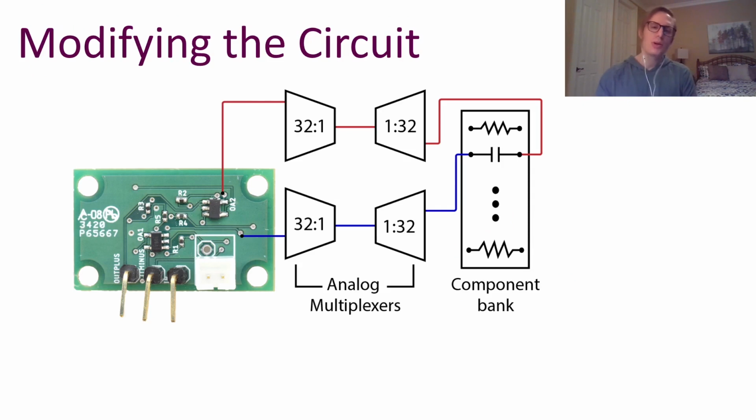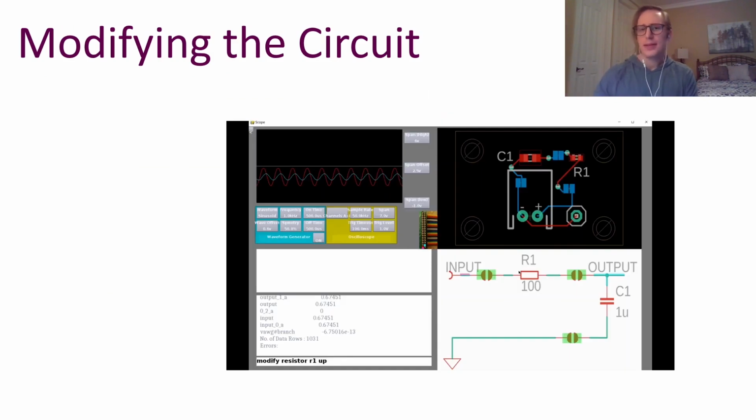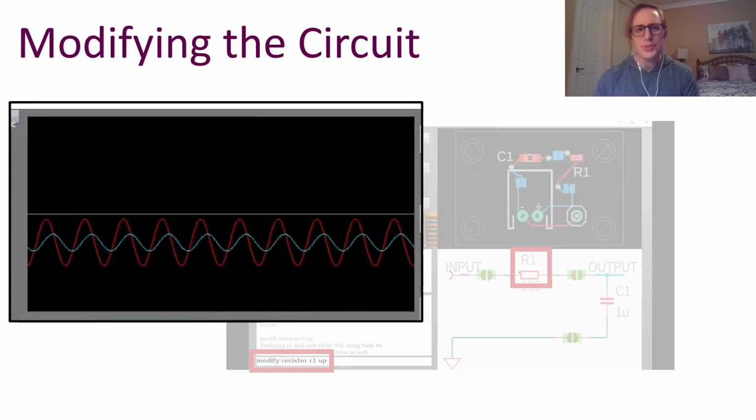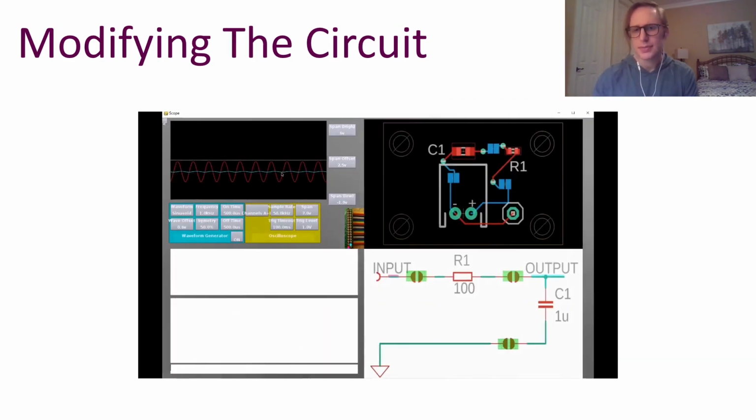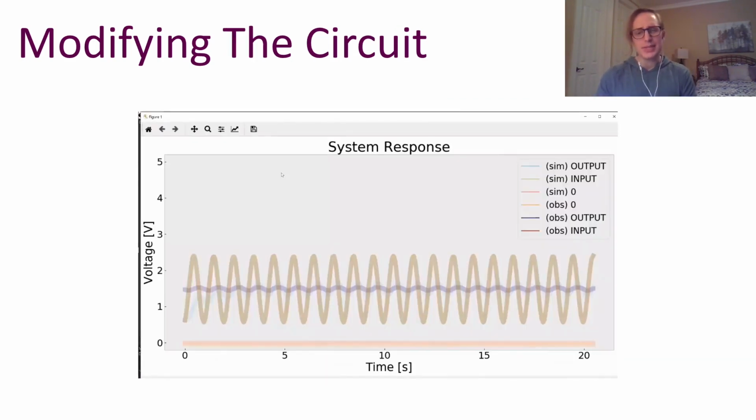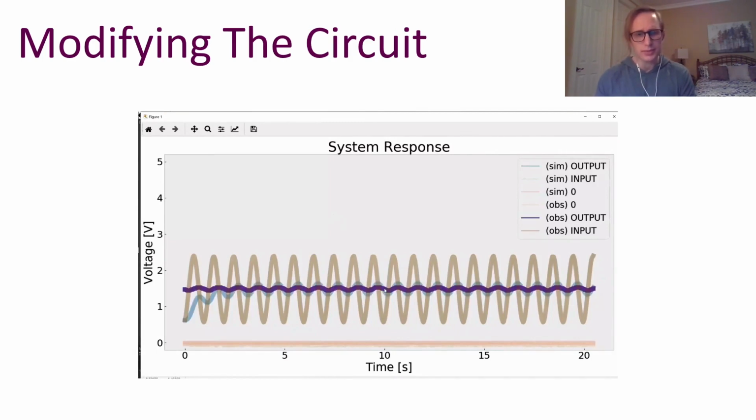For example, it can programmatically substitute a physical component on the board with a different component from an external bank. As an example of that, here I can use this modify resistor command to change R1 in my physical circuit to a different resistor value, and as I do so, we can see the circuit update in real time. When we repeat that comparison, we see that the simulation has updated as well.